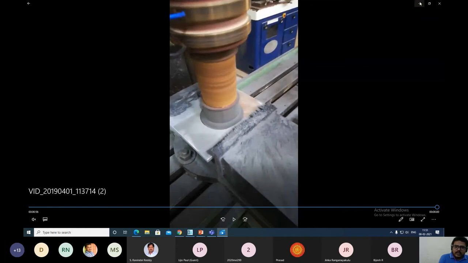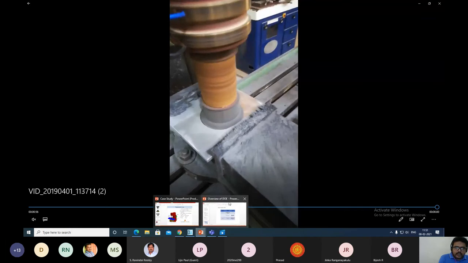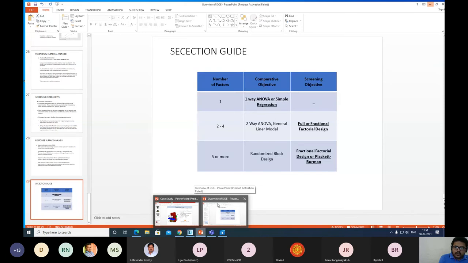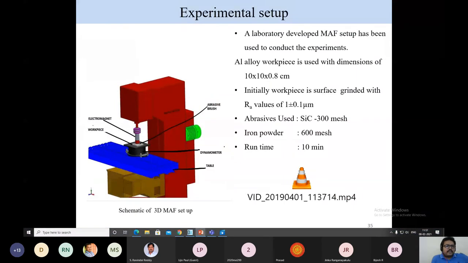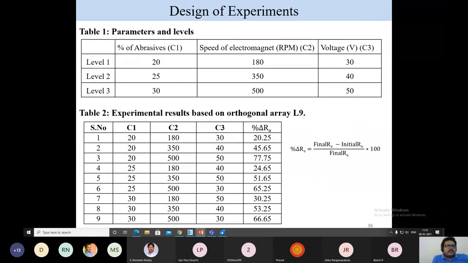So let us see how we identified the factors, and how DOE helped us to improve our results in terms of response. Let us see some factors here: parameters and levels. The percentage of abrasives mixed with the iron carbon particles, we have varied at three levels, 20%, 25, 30; the speed of the electromagnet at different RPMs, say 180, 350, 500; and voltage 30, 40, and 50. So here we have three levels and three factors.